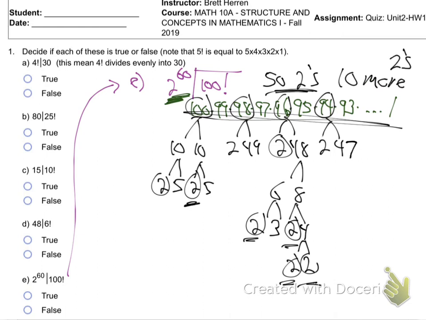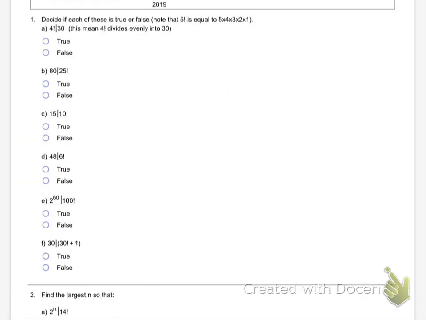10 more 2's. So yeah, we'll easily have the original 5 2's, because every other number has a 2, and 10 more 2's because some of these numbers have a bunch more 2's, so that one is certainly true. Okay, and then finally here, part F.